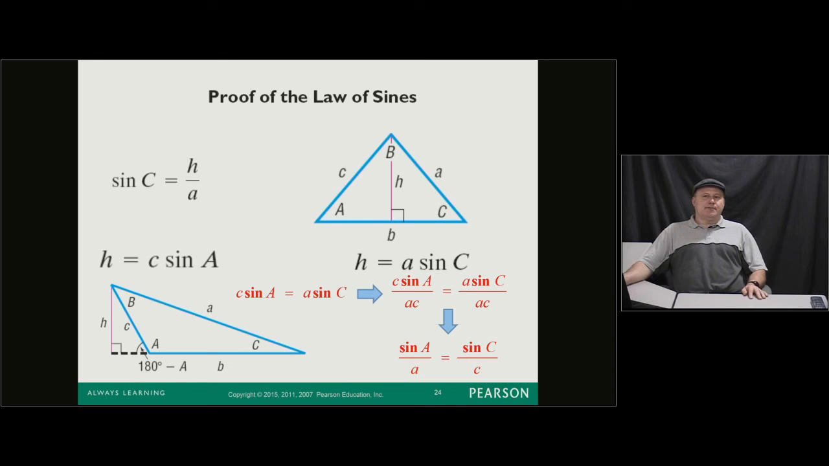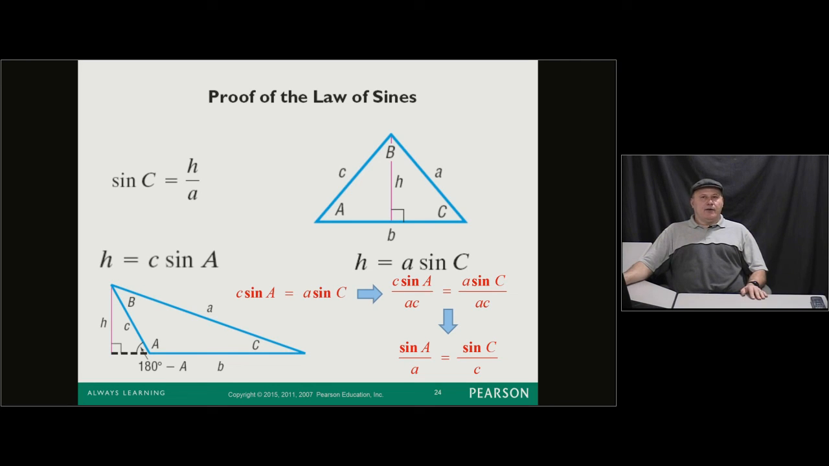So that's the proof of the first of the three. Now you can prove the second of the three by drawing a different height using a different part of the triangle. But it works the same no matter which way you slice it. You could use this side as B instead of C and get the same thing. So it's a pretty simple proof of the law of sines.